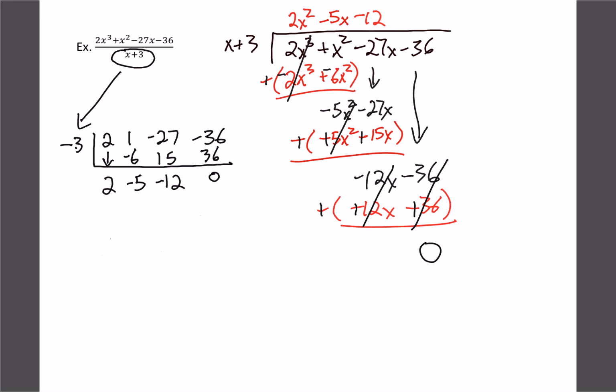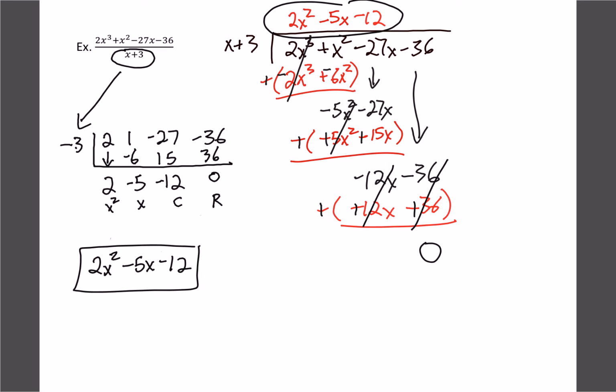Now when you get this as your final answer, we just have to put the x's back in. Our last number is our remainder. The next number is our constant, the next one is our x, and the one after that is x squared, and we'd continue if there were more numbers. So our final answer is 2x squared minus 5x minus 12 with a 0 remainder, which is exactly the same answer we got by doing the long division.